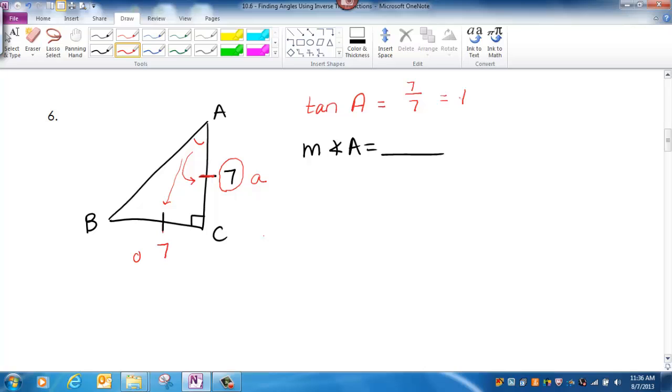Okay, so then for the measure of angle A, we're going to use inverse tangent. And here you can either type in 7 over 7, or you can simplify it just to 1. So then, using our calculators, what is the measure of angle A? It's exactly 45 degrees. Okay, good job, guys.